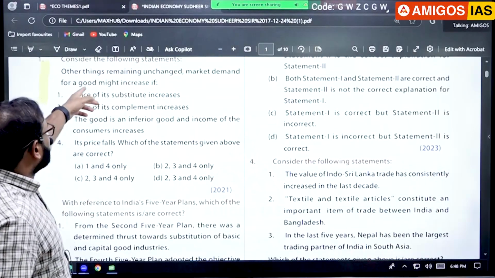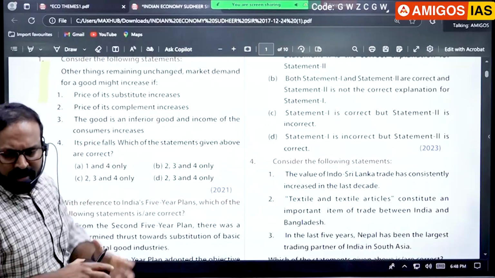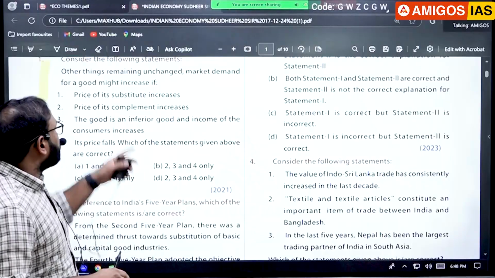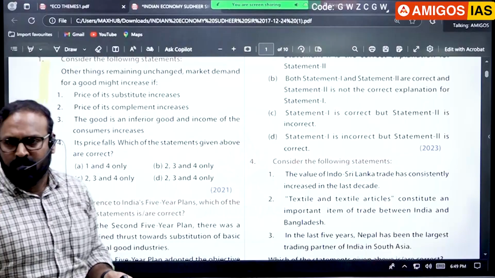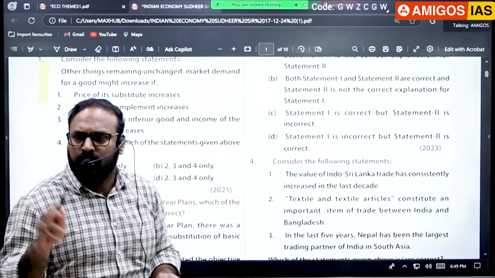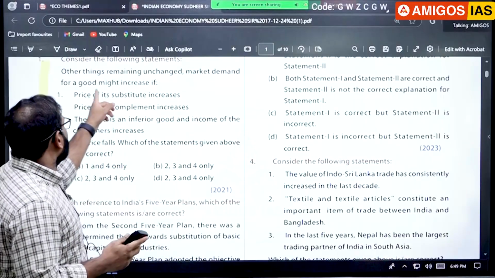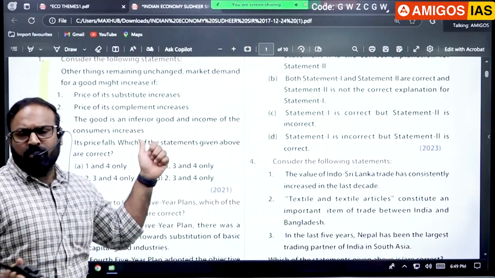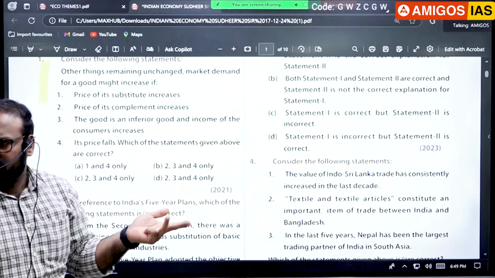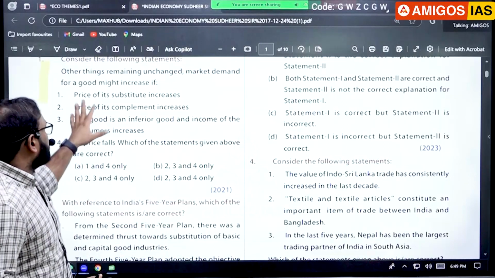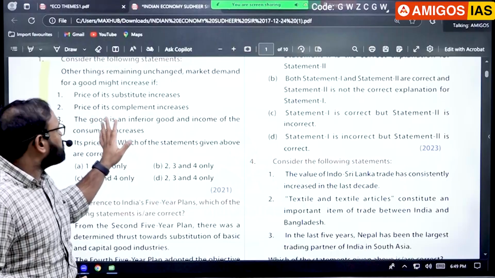Consider following statements, other things remaining unchanged. So UPSC has given a context. What is the context? Other things remain unchanged. That means don't worry about externalities. Focus on what? 2 keywords, 3 statements. Market demand for a good might increase. Did he mention the nature of the good? Inferior good, normal good, Veblen, Giffen? No. First statement. This is directly lifted from NCERT, microeconomics.